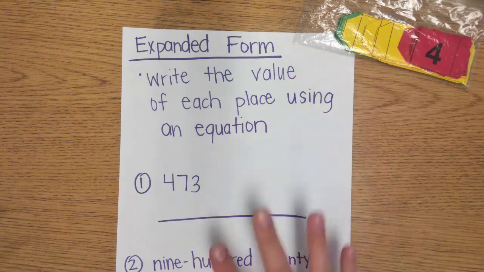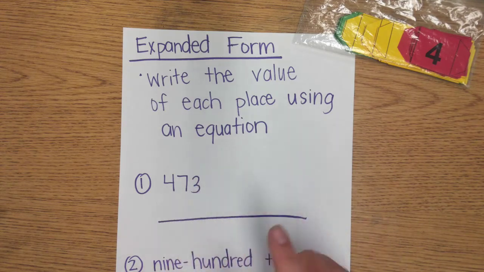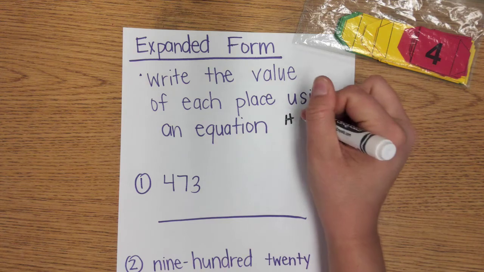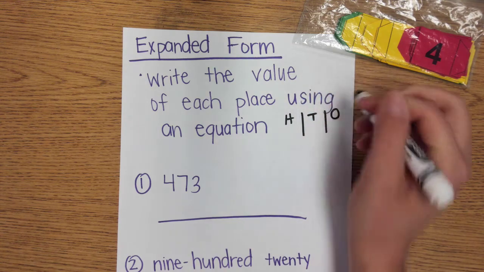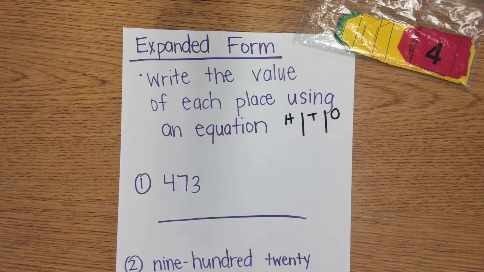So if we remember, expanded form is when you write the value of each place using an equation. So it's when I have my place value, I think about what is the value of the hundreds place, the tens place, and the ones place, and I write that down.